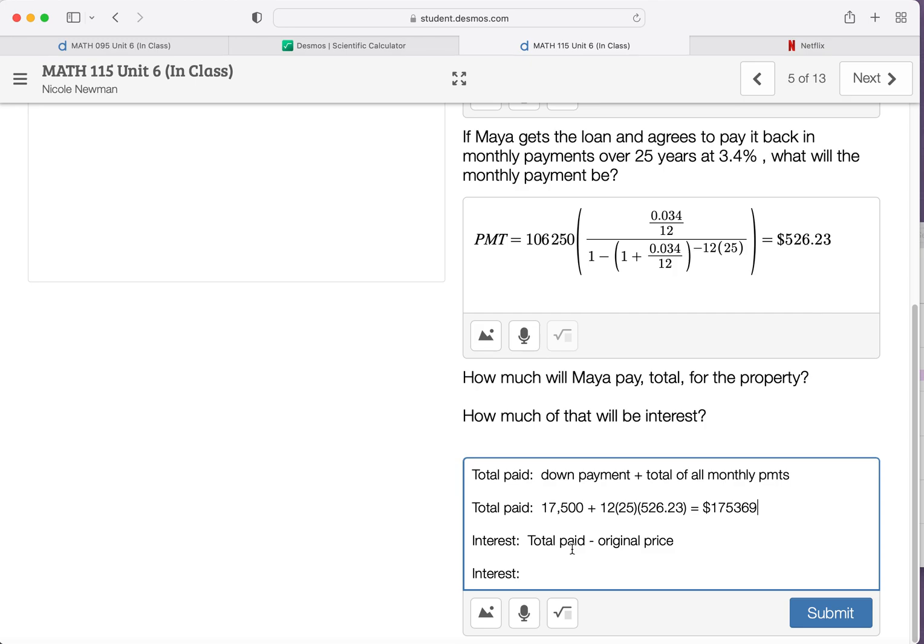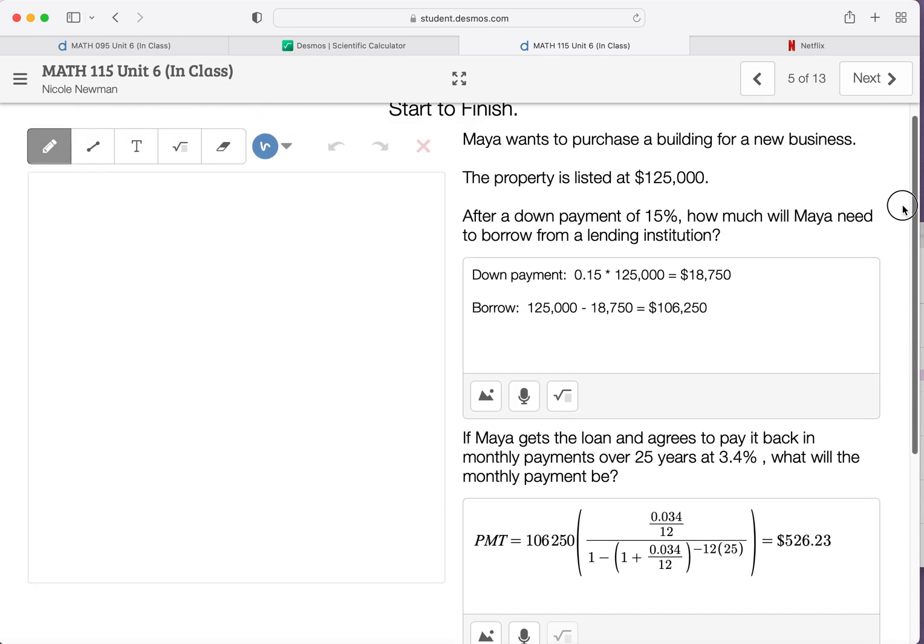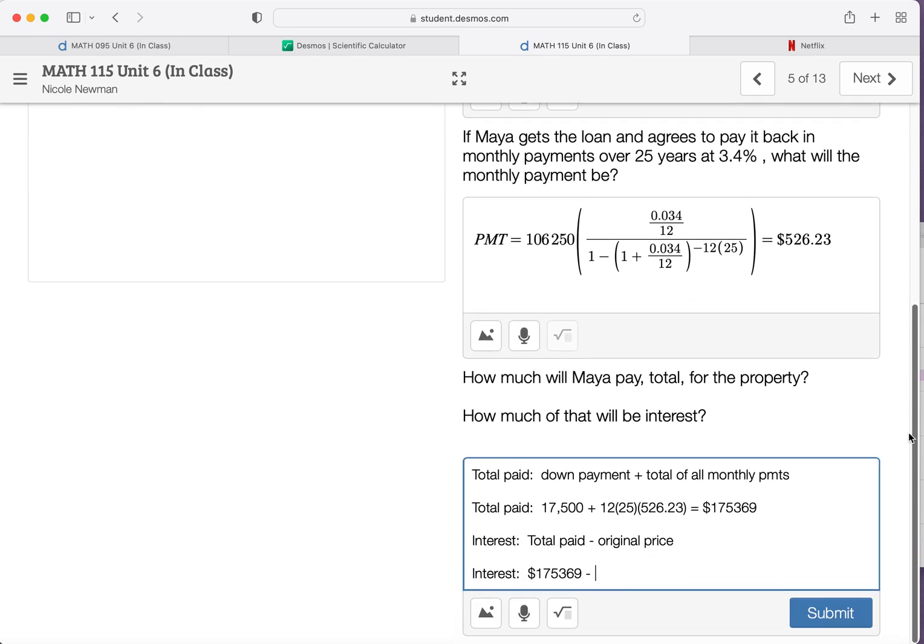And then to find the interest amount, we can take that total paid and subtract off the original price. So total paid, the original price, it seems like it was $125,000. I have to scroll back up. Yep, $125,000.